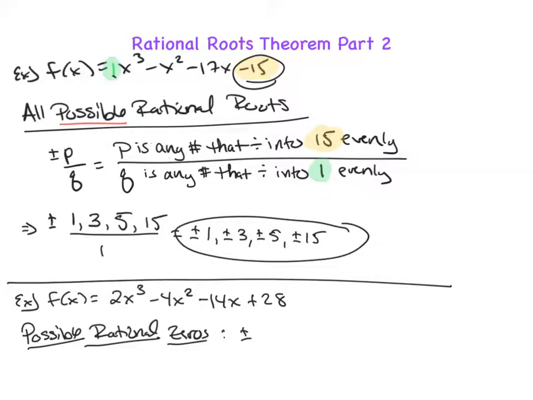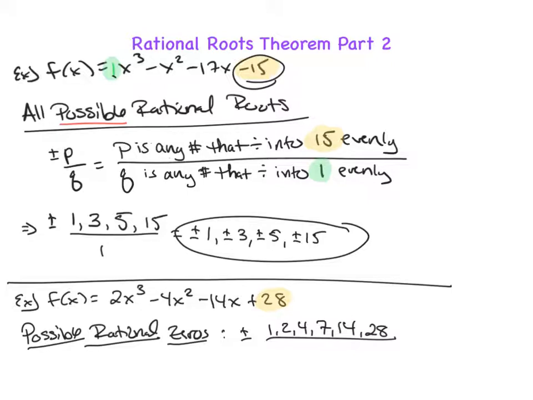Let's see, I need everybody that could possibly go into 28. So that would go on the top. The numbers that go into 28: 1, 2, 3 doesn't go in, 4 goes in, 5 doesn't go into 28, 6 doesn't go into 28, but 7 does. 8, 9, 10, 11, 12, 13 do not go in, but 14 certainly does. And 28. So those are all the possible numbers that divide evenly into 28.